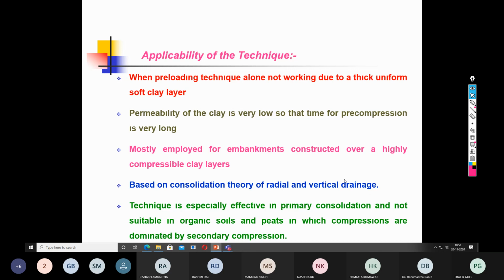When you talk about 1D consolidation, we discussed only drainage in the vertical direction, but when you talk about sand drains, there is both radial and vertical drainage. The technique is effective in primary consolidation, not suitable for organic soils and peats, in which compression is dominated by secondary compression. Primary compression means expulsion of water from the voids. Secondary compression is compression due to expulsion of water from the diffused double layer of the clay particles. To remove the water from the diffused double layer, we require additional forces like thermal or electrical. But the surcharge load is a mechanical force. The mechanical force is effective only to expel the water from pores, but not from the diffused double layer. This is the reason the sand drain is valid only for primary consolidation.